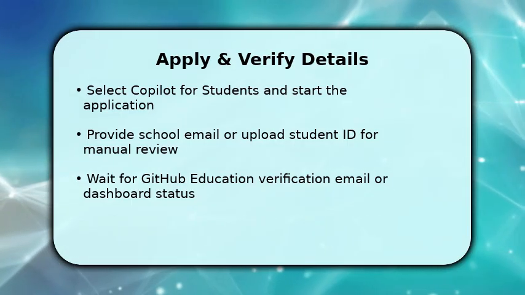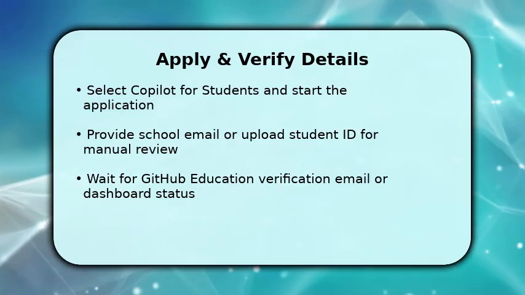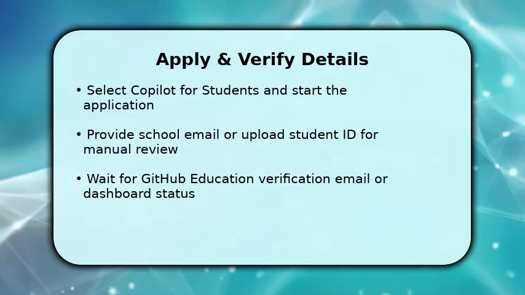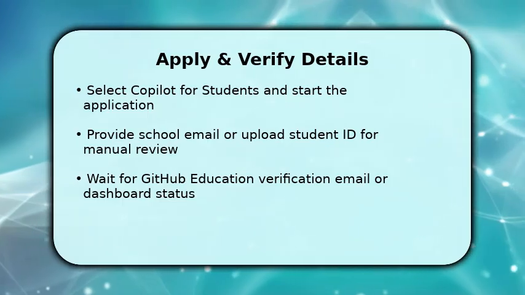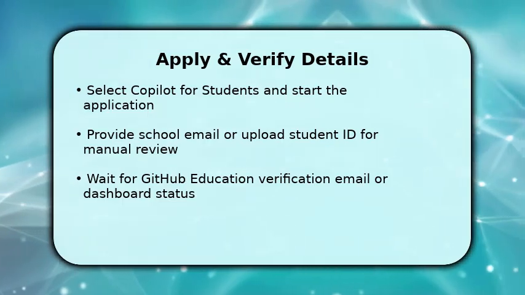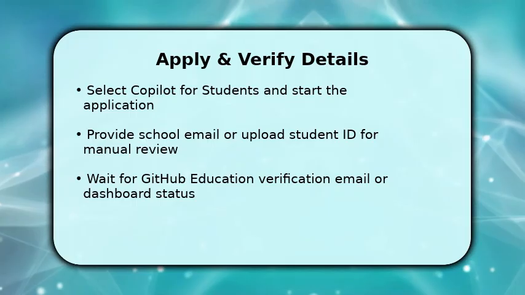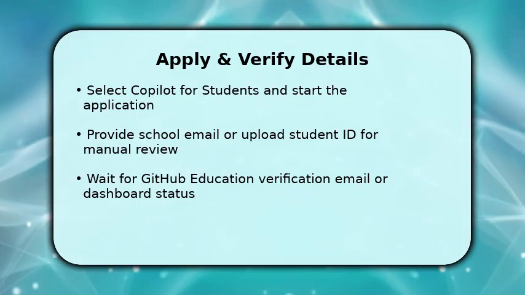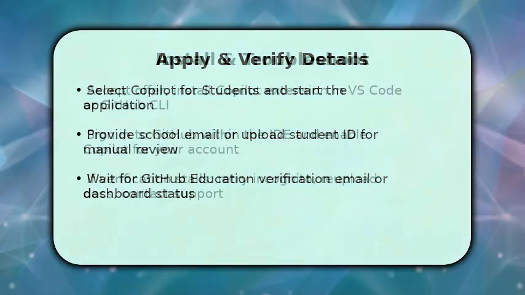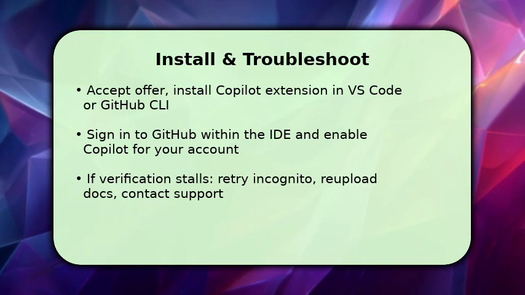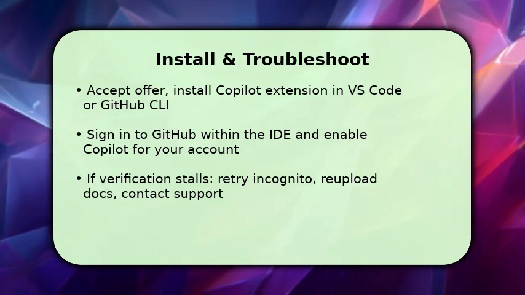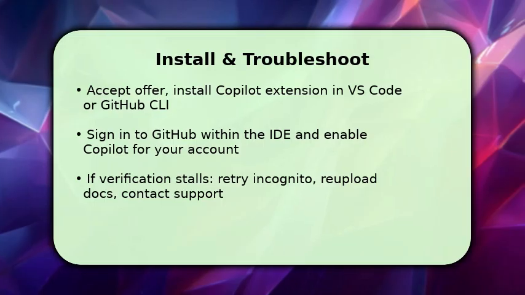Once submitted, you may see a pending status. Check your email and GitHub Education dashboard for confirmation. Make sure notifications aren't blocked, and be patient. Manual reviews can take time. When your student status is approved, accept the Copilot offer and install the appropriate extension, for example, GitHub Copilot in VS Code or the JetBrains plugin.